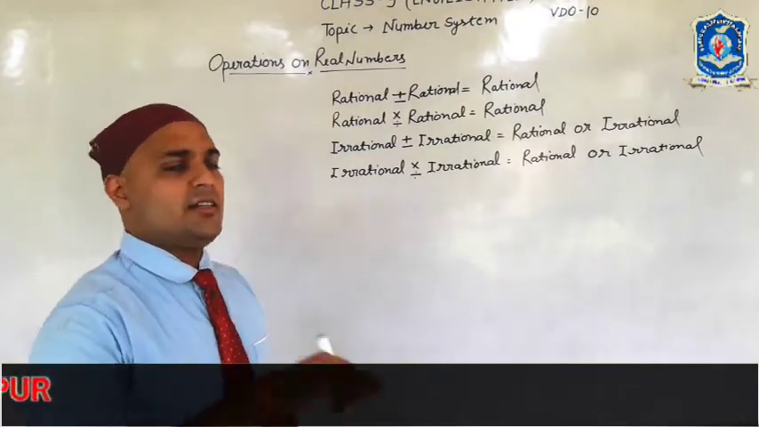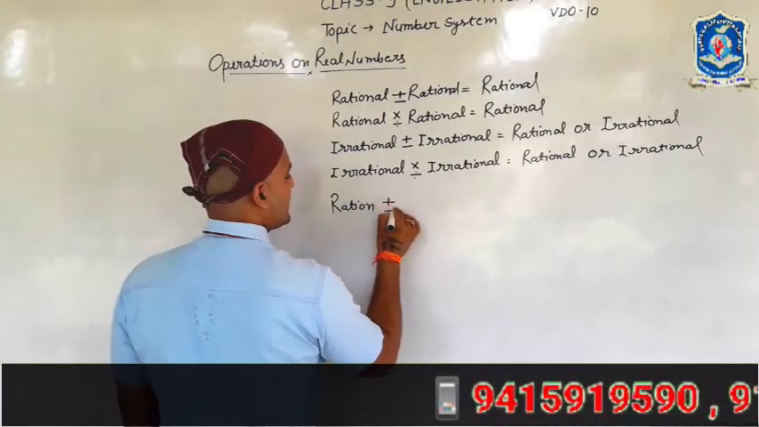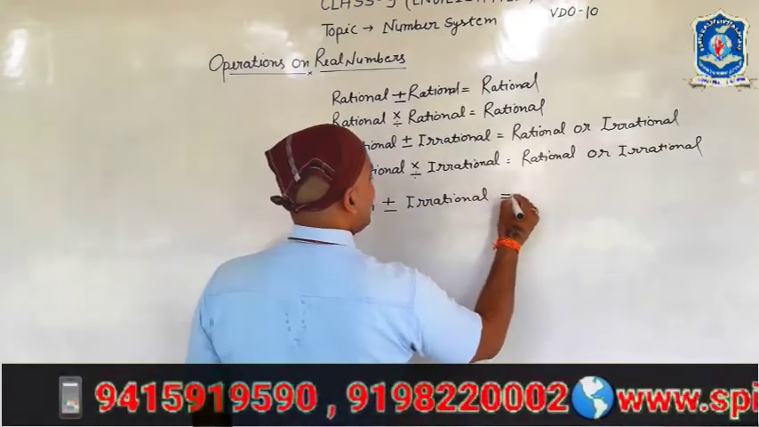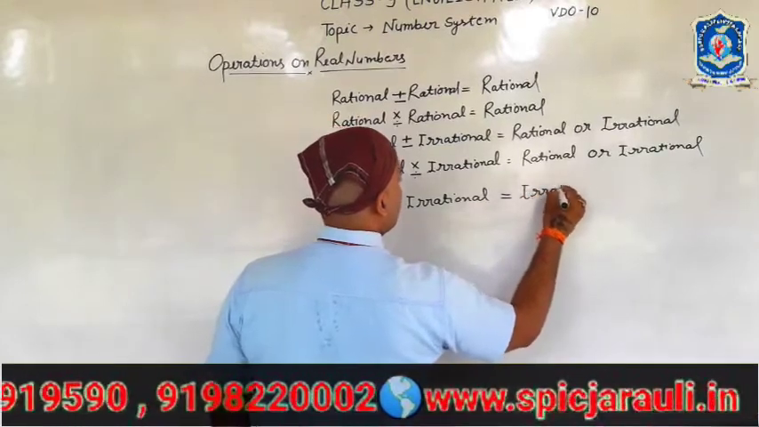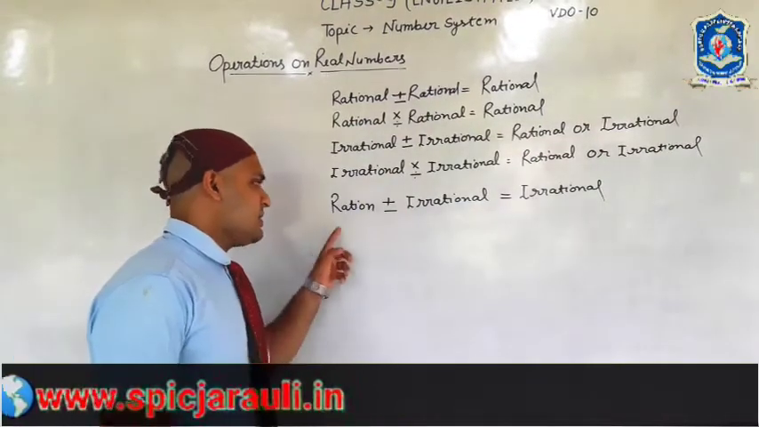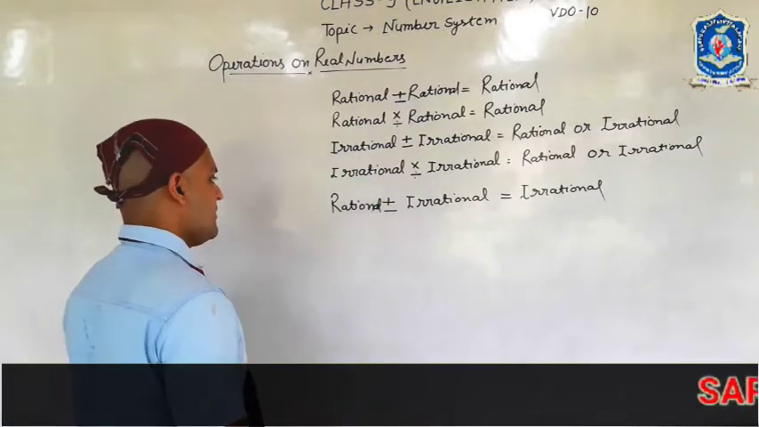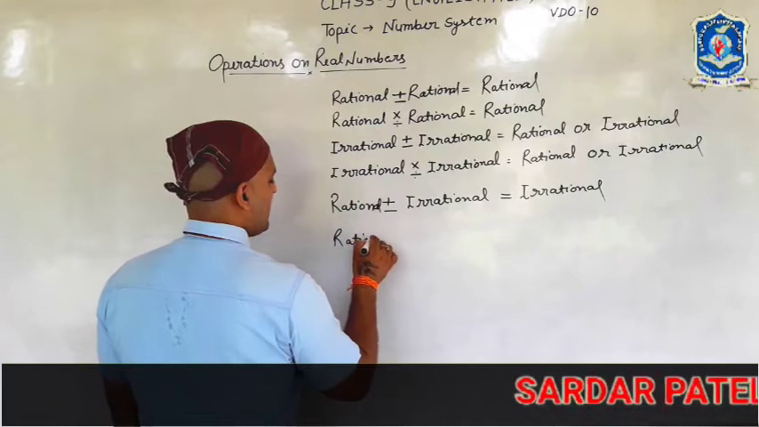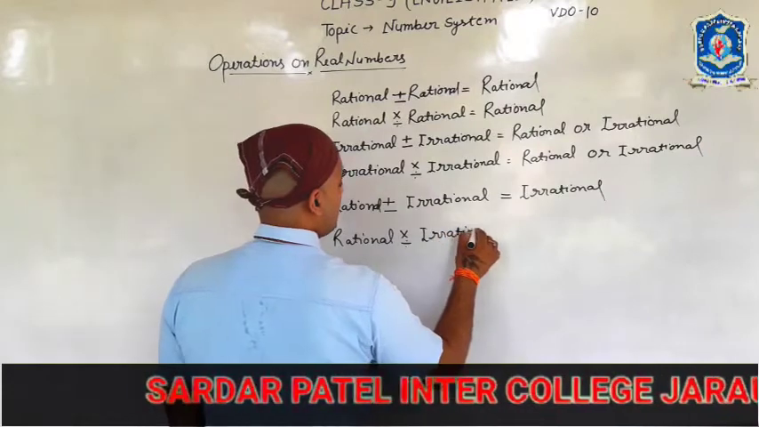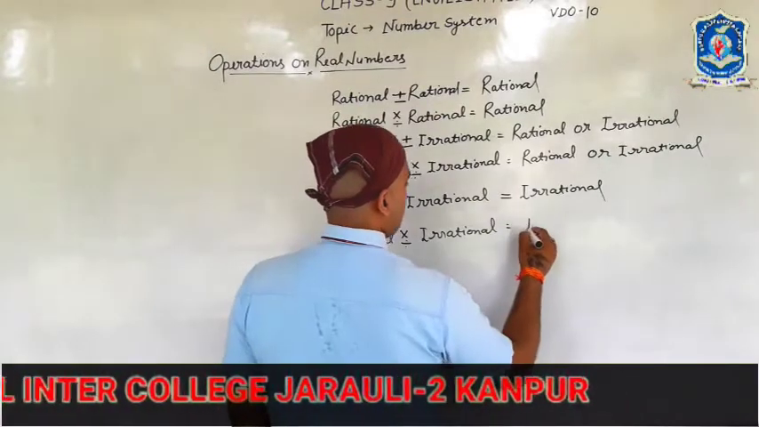Now mix rational and irrational. If we take rational plus or minus irrational, it will always be irrational, because one number is irrational and the second number is rational. The result will be irrational. Now if we take rational multiplied or divided by irrational, the result will always be irrational.